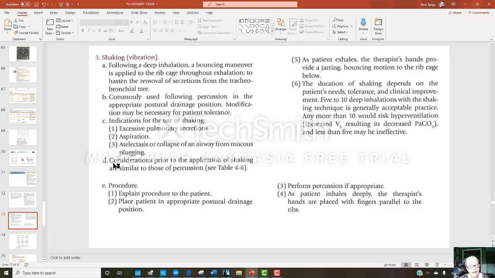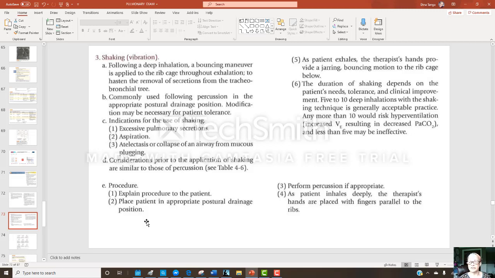Considerations prior to the application of shaking are similar to those of percussion. See Table 4.6. Procedure. Explain procedure to the patient. Place patient in appropriate postural drainage position. As patient exhales, the therapist's hands provide a jarring, bouncing motion to the ribcage below.